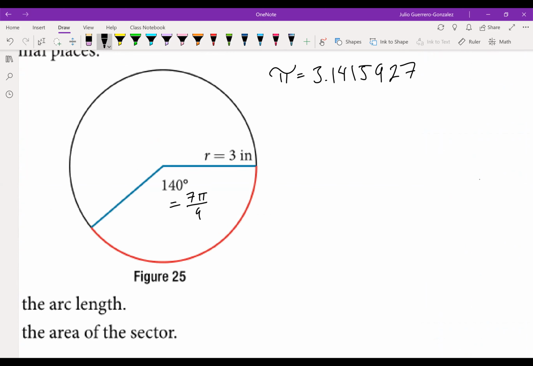So now, the area of a sector is 1/2 times theta r squared. Just plug and chug. So 1/2 times 7 pi over 9 times 3 squared, right?